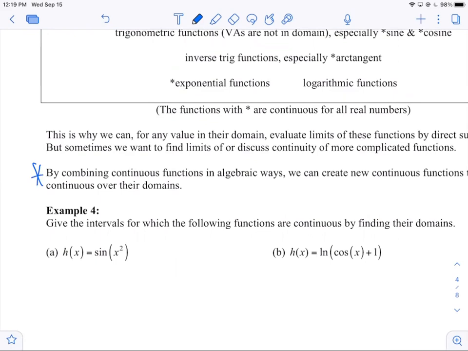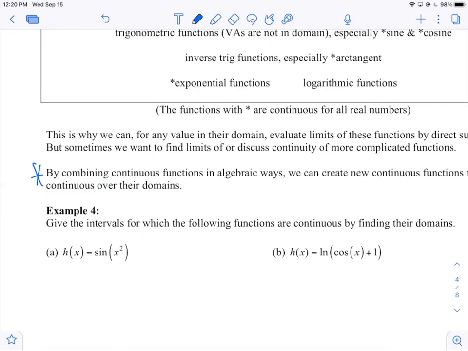If we have two continuous functions, like anything from the list up there, and we combine them in new ways to make new functions, adding, subtracting them, multiplying them, dividing them, composing them even. If you combine two or more continuous functions in any of those fashions, you will get another function that happens to be also continuous over its domain. The domain might change. Like if we divide two functions, we might divide by 0 now, but that would not be in the domain. So that's really important.